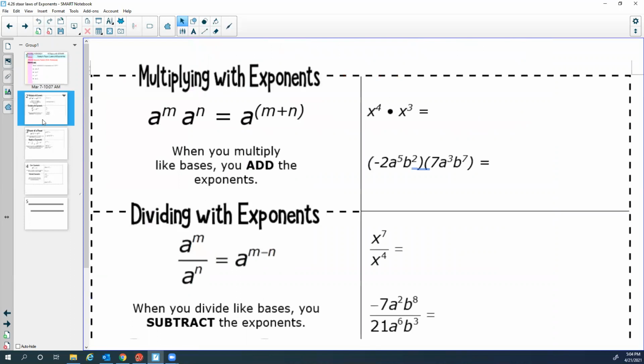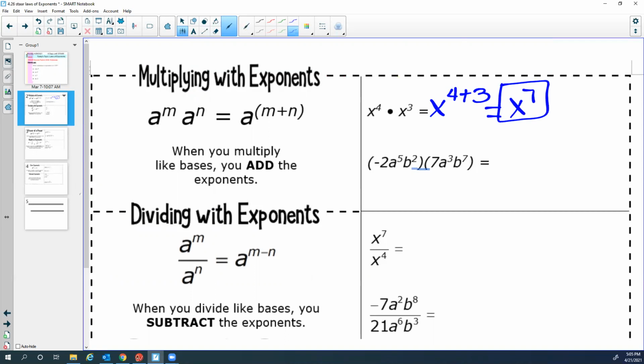All right, so we're reviewing how to do all of our laws of exponents. On the left there, you'll see the law of exponent is already named for you. So this first one we're reviewing is multiplying with exponents. Whenever you multiply something with the same base, you are adding the exponents. So for instance, for x^4 times x^3, you're going to take those and add 4 plus 3 to get x^7.